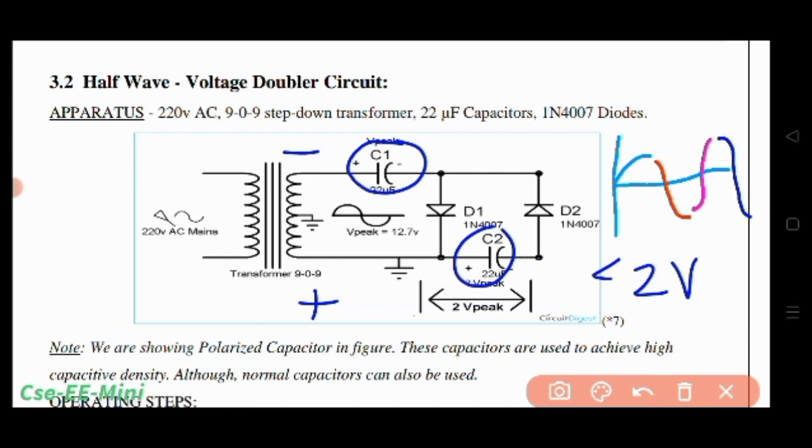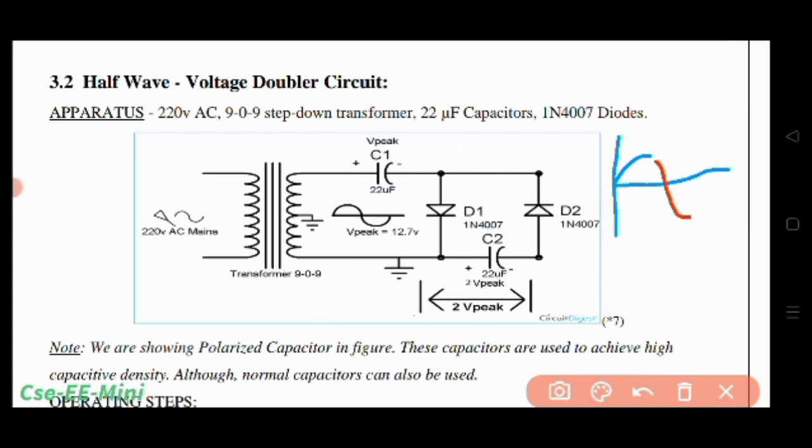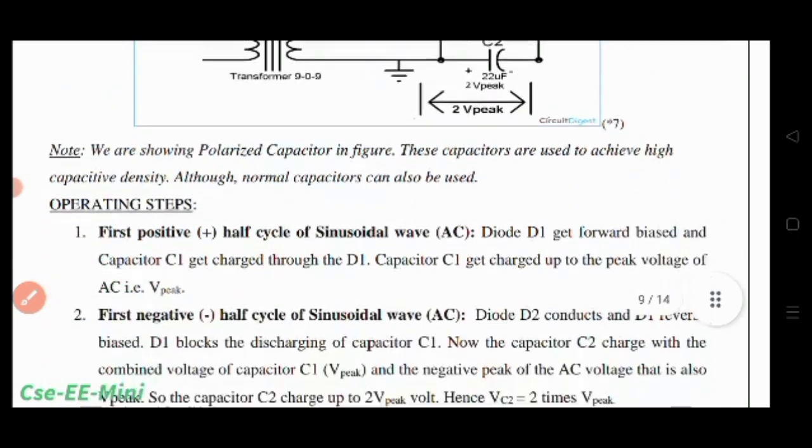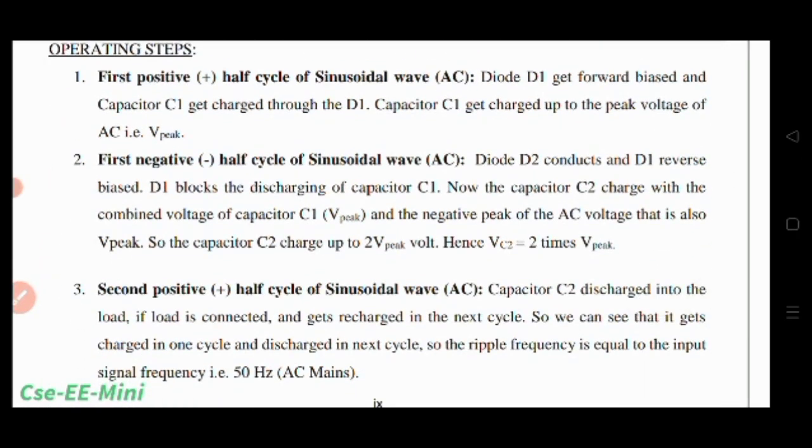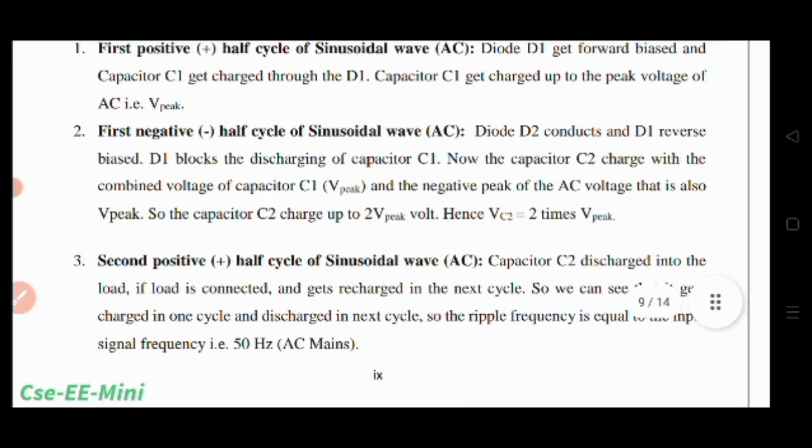In some more few cycles it will approximately be charged to a maximum of 2 V peak. In this way the capacitor charges. This is the real situation, but let us remain at the hypothetical situation because it is easier to understand. So these are the operating steps you can see here.